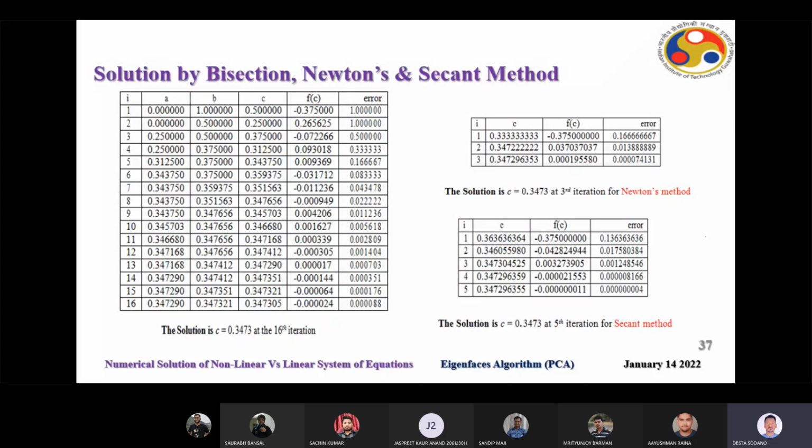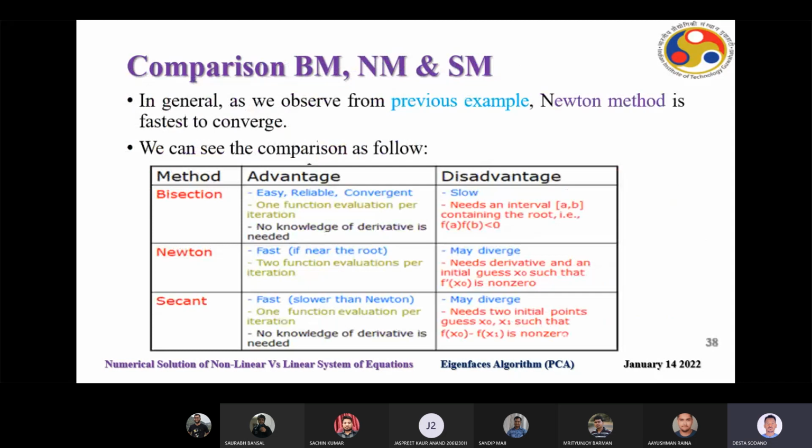First one is the bisection method. Iterations in bisection method are 16. In Newton method, the iteration count is three. The result of the secant method is five iterations. So we can see which method converges fast, or quickly, from this. Generally, using the previous example, Newton method is the fastest to converge.